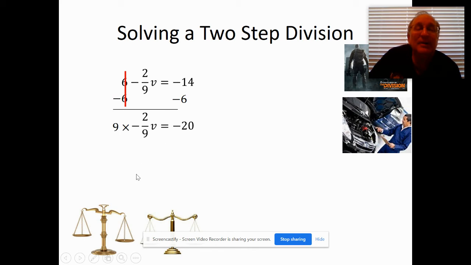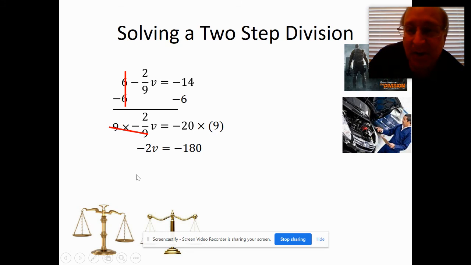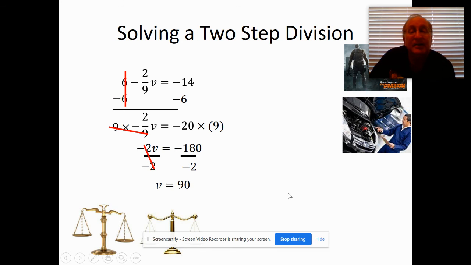I'm probably going to multiply everything by 9. If I multiply by 9, the 9s will cancel out there. So I just don't like the fractions. Make it easier. Now I have this -2V, which I can divide by -2. And I cancel out that. So I get V equals 90.